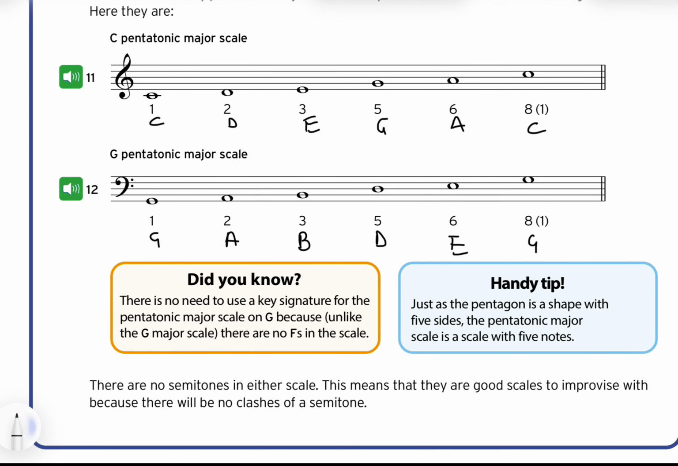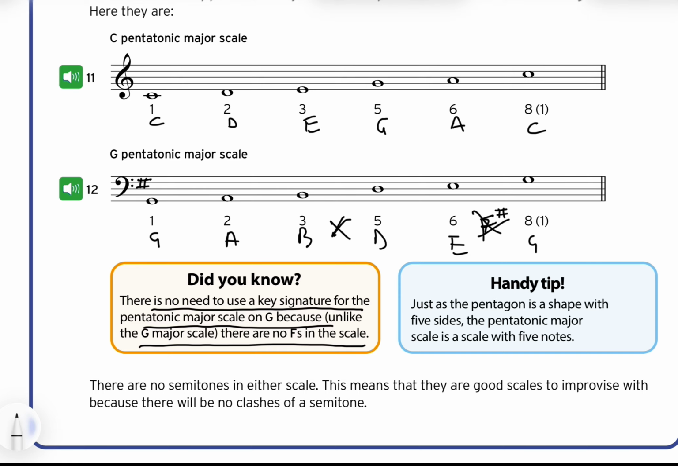So your fourth note is not here, which was supposed to be C, and the seventh note, sorry, has to be F sharp. So that is also not there. So you can read this. There is no need to use a key signature for pentatonic major scale on G, because unlike G major scale, there are no Fs. For G major scale, generally we put a key signature of F sharp, right? Like this. But in this one, they have not put it because in pentatonic G major scale, F is not there. So we don't have to put it there.